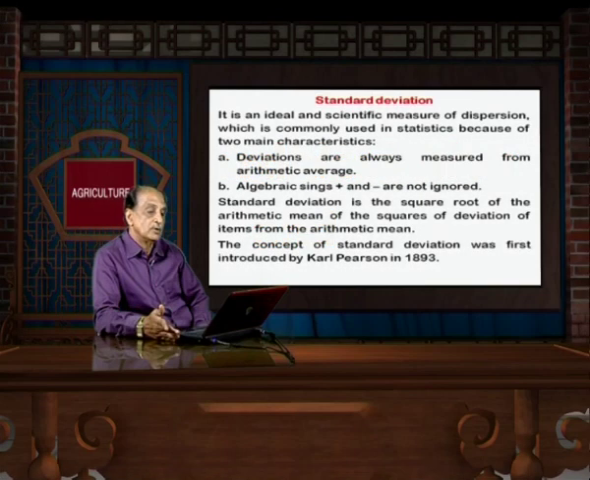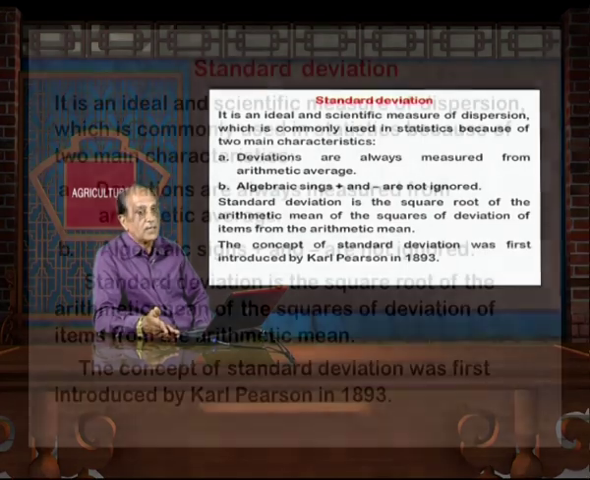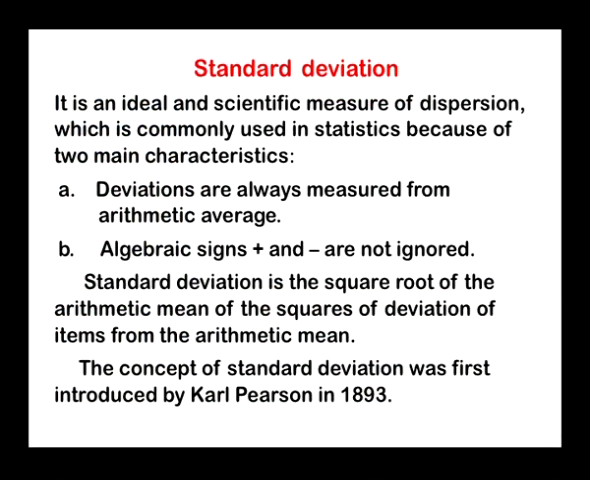Now, we switch over to discuss the fourth method, that is standard deviation for measurement of dispersion. Definitely, the standard deviation method is superior to the other methods that we discussed earlier. It is an ideal and scientific measure of dispersion, commonly used in statistics because of two main characteristics. This method has two unique characteristics.